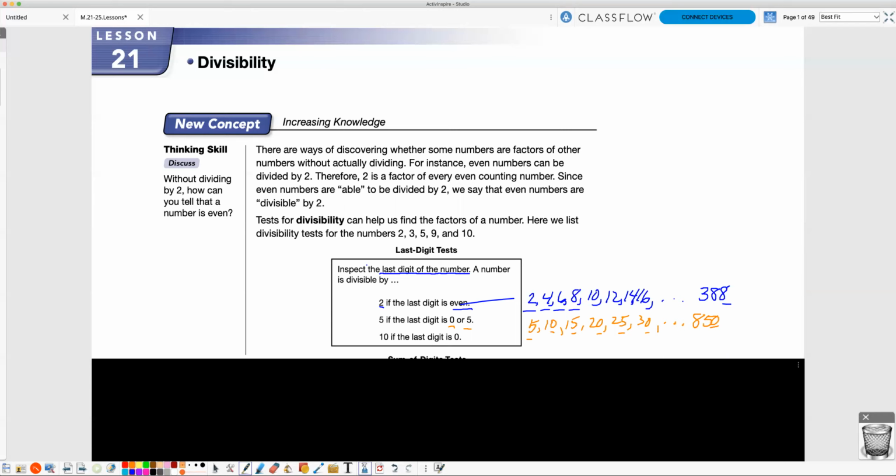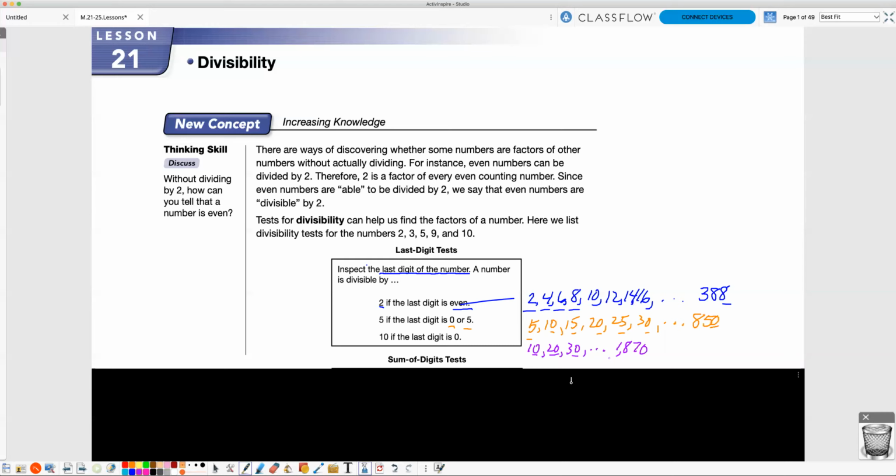It's also divisible by 10 if it ends in 0. So 10, 20, 30, all those numbers end in 0, so they're divisible by 10. And it would go on to infinity, so it could be any number. 1070 or 870 would be divisible by 10.